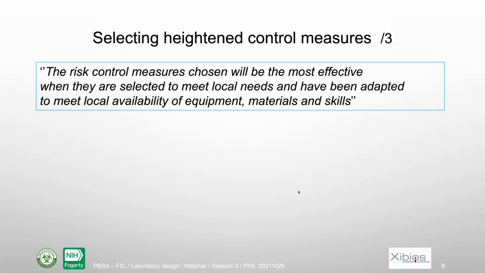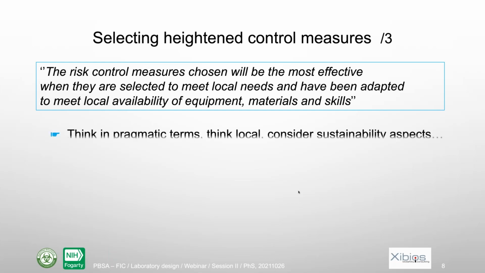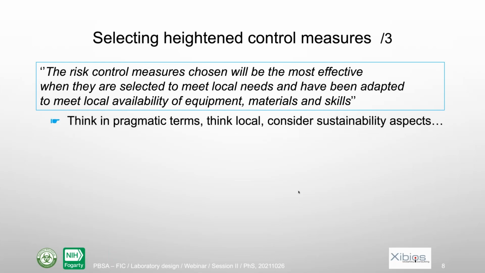Still for the selection, when we select the most effective, we need to consider a number of things, but also the local needs and also the local availability, not only of the equipment, but also of the skills that are needed to maintain the equipment, for instance. So for that, we need to think in really pragmatic terms. We need to think local. We need to consider sustainability aspects. This means that one lab may end up with measures that are different from another lab, even if the activities are more or less similar, just because the local availability of maintenance means, for instance, is not the same.